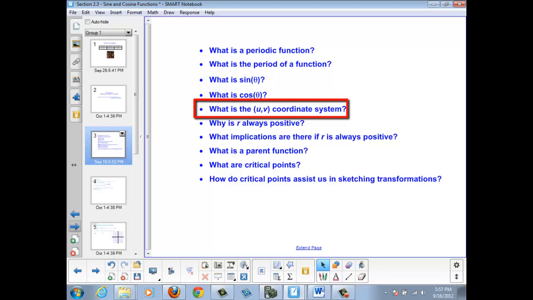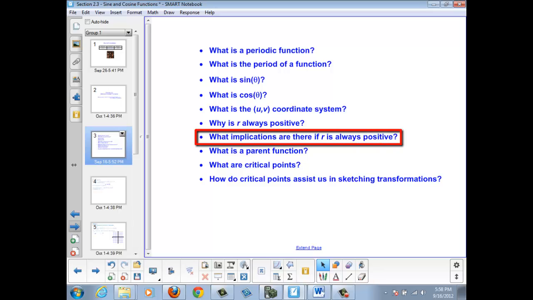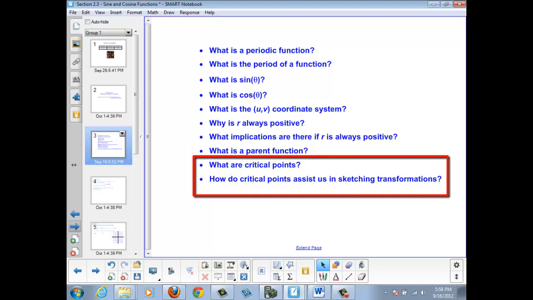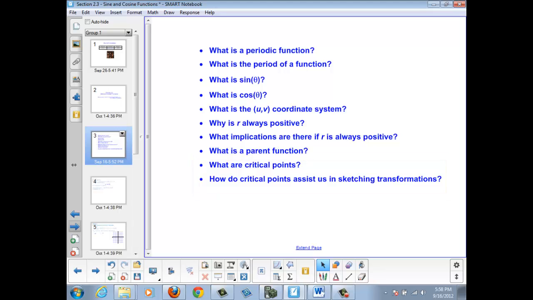What is the UV coordinate system that we'll be using in our textbook? Why is r always positive? What implications are there if r is always positive? What is a parent function? What are critical points? And how do critical points assist us in sketching transformations?